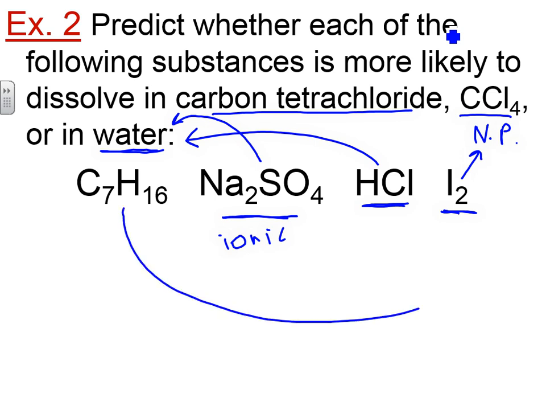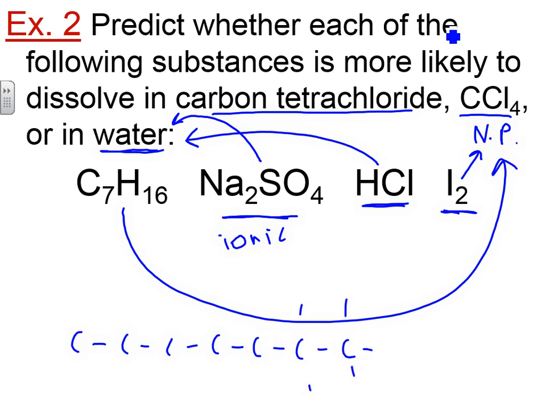C7H16 has 7 carbons, essentially, and then all around it, it has hydrogens, 16 of them, 2 on each carbon, and then 2 more at the end, and that's how you got the 16, and that's why it's nonpolar, and that's why it's able to mix with carbon tetrachloride, and that's the idea.